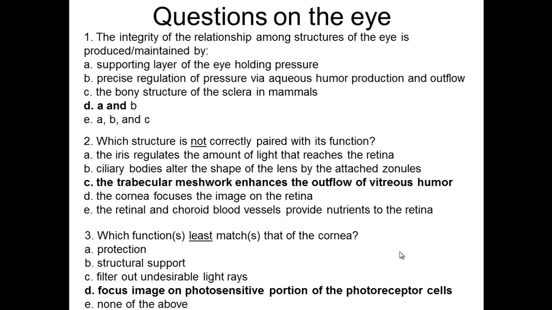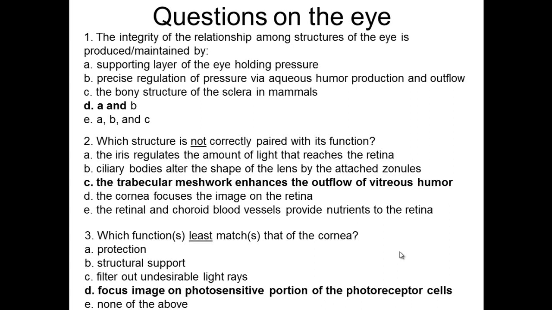Which structure is not correctly paired with its function? Iris regulates the amount of light that reaches the retina. True. The ciliary bodies alter the shape of the lens by the attached zonules. True. Trabecular meshwork enhances the outflow of the vitreous humor. No. The vitreous humor is in the vitreous body, and that does not flow. It's the aqueous humor that flows out. So that's wrong.